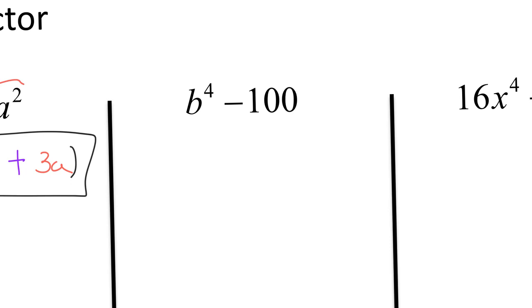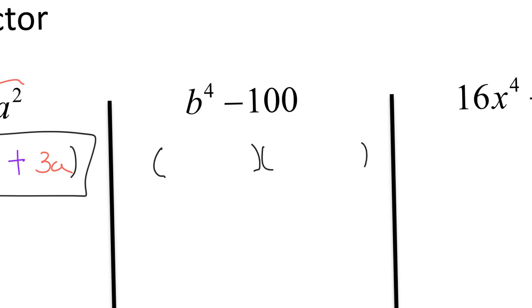Now this one here is different because the exponent is not 2. The exponent is 4. It also works, guys, if you have an exponent of 4 and your numbers are perfect square numbers. So I'm looking at the 100. That is a perfect square number. So we can actually factor by using the difference of two squares. But we are going to have the exponents a little bit different on these two binomials.